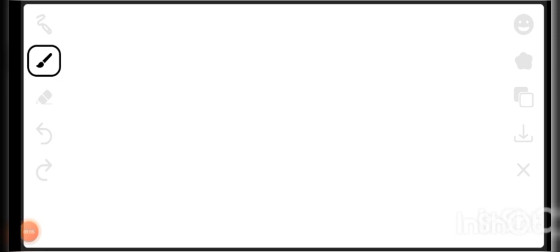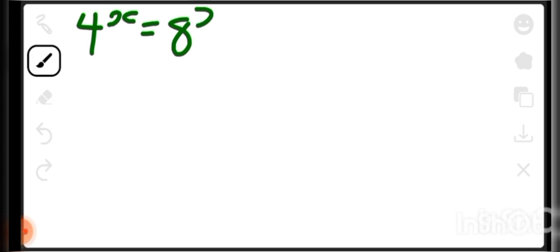Yeah, the first question is 4 raised to power x is equal to 8 raised to power x minus 1. So from this now, what is going to be x? From what we have been doing, the first thing we're going to do now is make these two bases equal. Now let's first check.